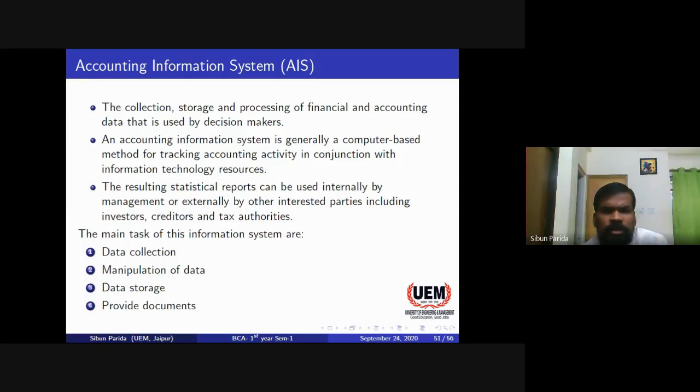Now, the resulting statistical reports can be used internally by management or externally by other interested parties. For example, every company has quarter-to-quarter results and annual results. They make them public for the company people as well as for outsiders. By looking at that, an outsider may feel that this is a growing company doing something very good, so that he may invest his money. So the reports can be used internally by management and externally by others. The main task of this information system, the accounting information system, is collecting the data, manipulating the data, storing the data, and providing the documents.